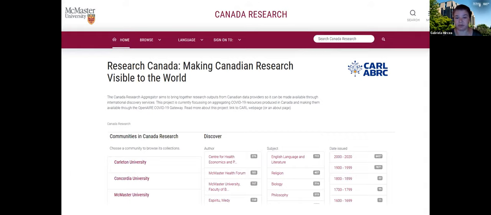And the pro for this approach, having the institutional repository manager edit the records at the aggregation level, is that it allows for granular funding information. The downside of that is that if the Canada Research project comes to an end, then all the enhanced metadata may be lost, although we could offer an export back to the original repositories.